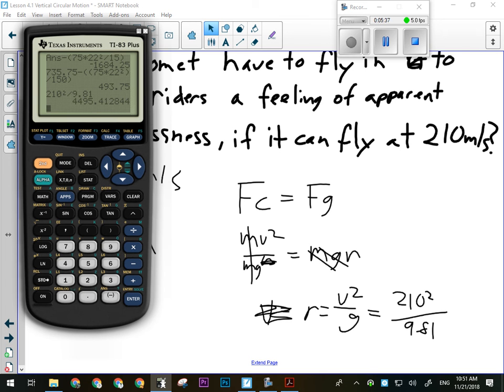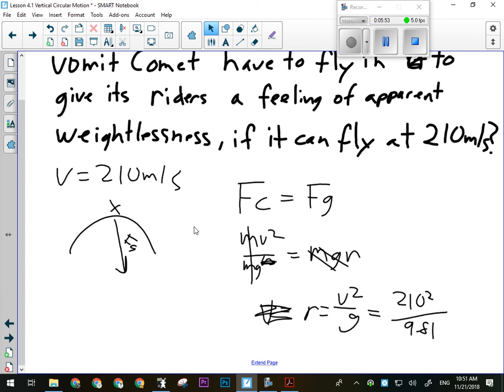All right, so the radius of the circle is about 4.5 kilometers, which is about right for a plane traveling that fast trying to go over the top of a vertical circle. Passenger planes do not normally make tight turns. If they do, then things can go wrong.